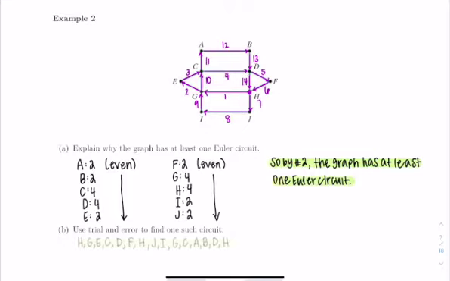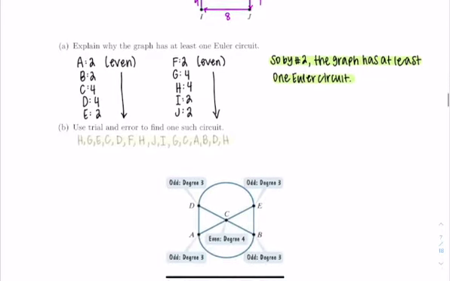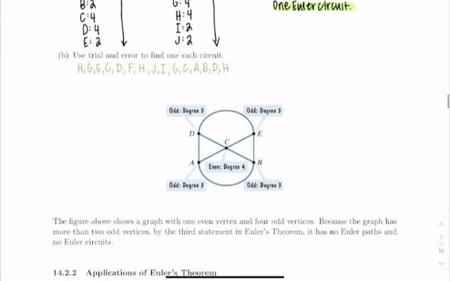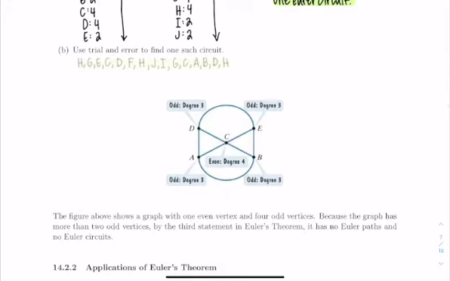And that, again, is only one of the circuits that is in this graph. There are other ones. The figure above shows a graph with one even vertex and 4 odd vertices. Because the graph has more than 2 odd vertices, by the third statement, it means it has no Euler paths and no Euler circuits.